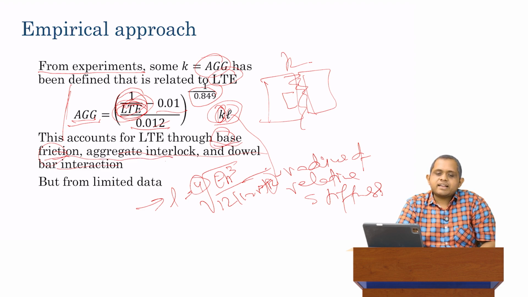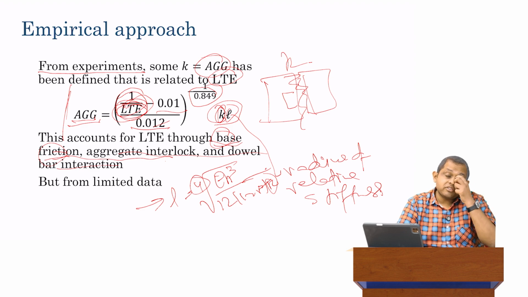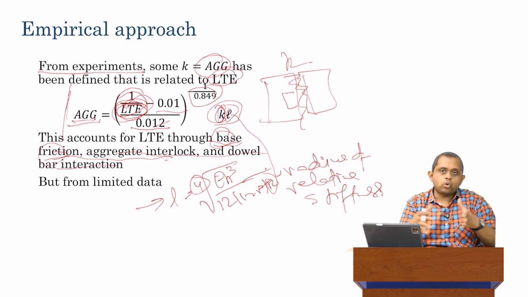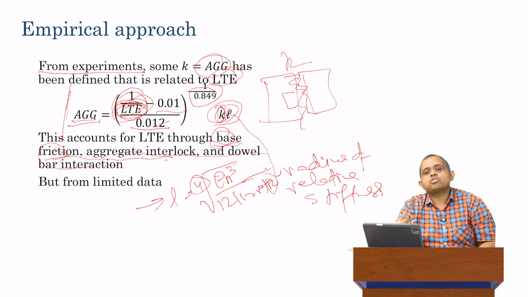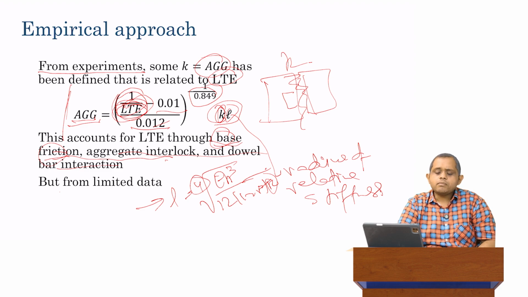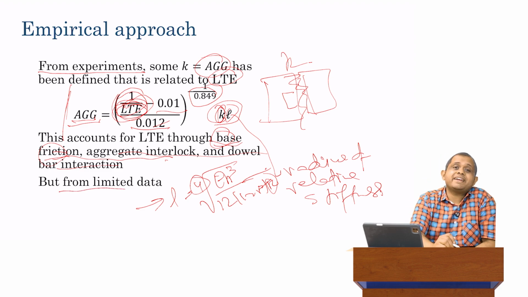So base friction plus aggregate interlock gets you an LTE of roughly around 50%, and base friction plus aggregate interlock plus Dowel bar interaction, the whole thing gets you a combined LTE, at least initially, of somewhere around 90 to 95%. You put those values in here, you get the appropriate spring stiffness, and you solve the global system as usual. The problem with this is that it is actually from very limited data.